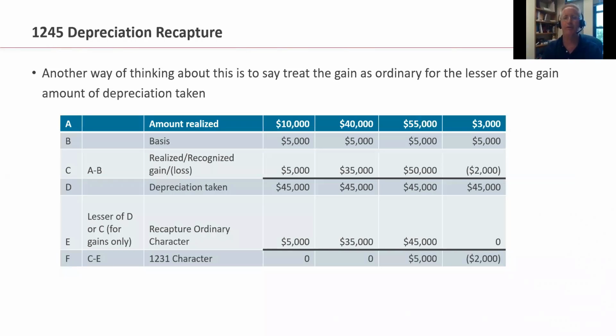So the way 1231 and 1245 function is the idea is they're trying to make the ultimate amount of gains and the character match economics, right? So if we think about all the first three, we made the depreciation we over depreciated match. We said, look, you took the ordinary deduction, you got to add back the gain as ordinary. In the fourth column where we had the loss, we said, well, you missed out on your depreciation that you should have taken, falls to 1231. It's a net loss, treated as ordinary.